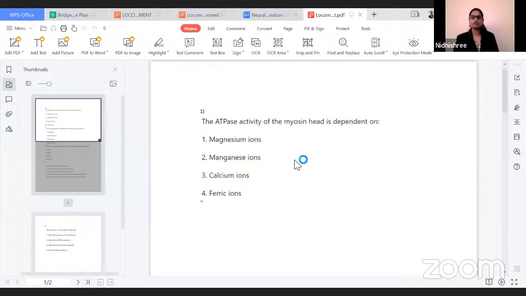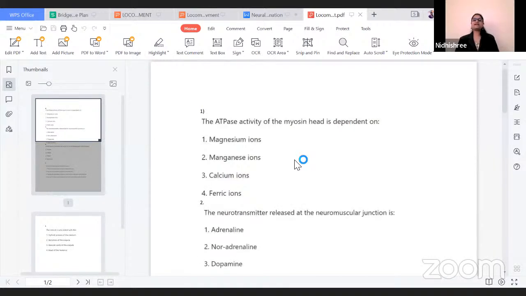Okay. The 5-star bio questions of locomotion and movement. The first question goes like this. The ATPase activity of the myosin head is dependent on magnesium ions, manganese ions, calcium ions, ferric ions. Time starts now. 5, 4, 3, 2, 1. Parvati option C, Chandru option C, Pallavi option C, Shilpa option A, DB option C, Rakshita option C. So the right answer here is option C, that is calcium ions, first answered by Parvati.